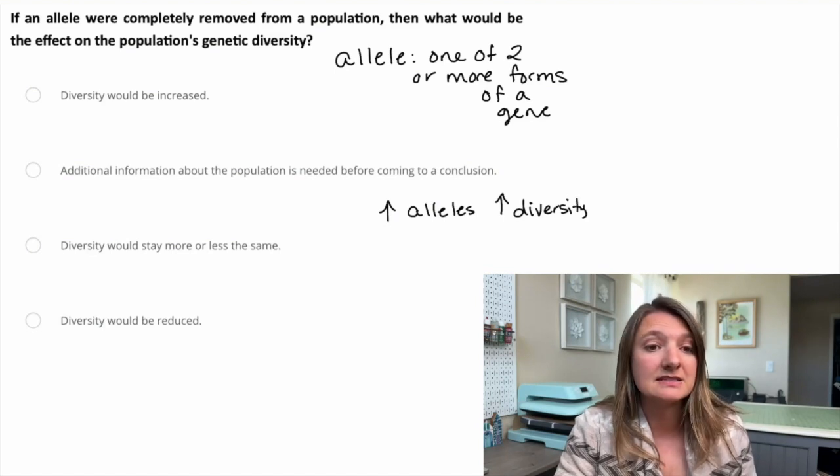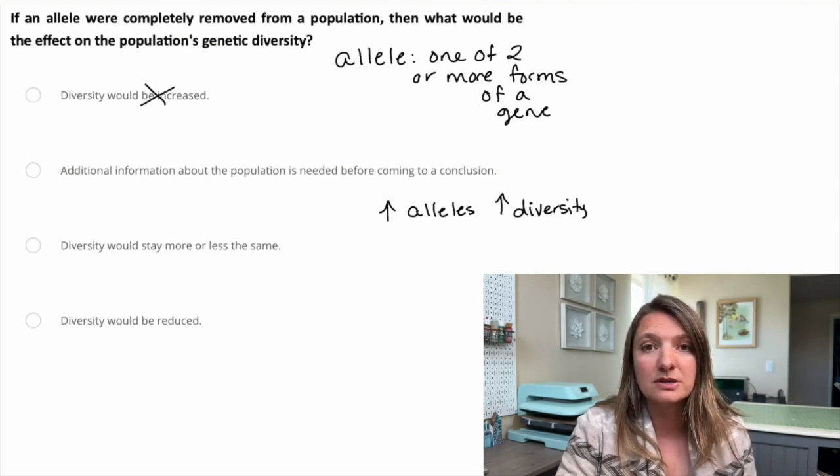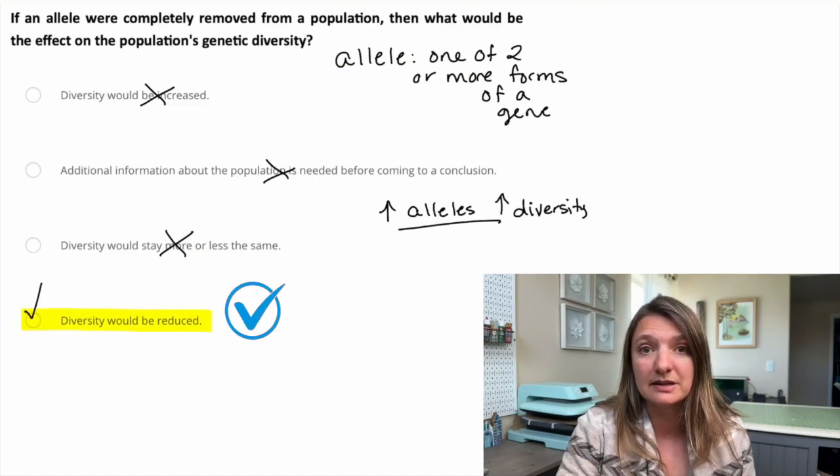So A, it says the diversity would be increased. That is incorrect. B, additional information about the population is needed before coming to a conclusion. We know that taking out that allele would decrease diversity. So C, diversity would stay more or less the same. We know that that's not true as well. And so our answer is going to be D, diversity would be reduced, because if you were to take that allele out of the population, you're taking out a form of that gene.